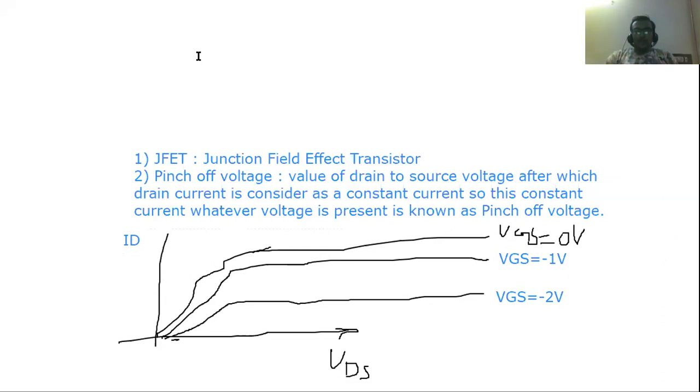Now see this. What is the meaning of pinch-off voltage? This is known as pinch-off voltage. I have mentioned here the notation VP, which is known as pinch-off voltage. After this, the drain current is considered as a constant value. I have also sketched the graph here. Up till now it is constant.